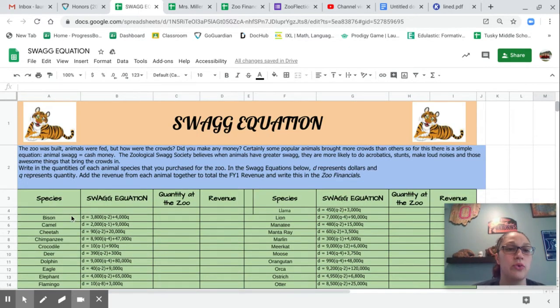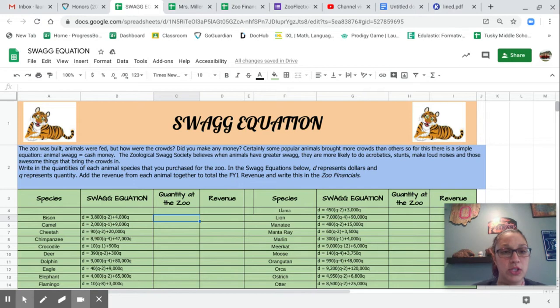So let's say you have 4 bison in your zoo. You would type in 4, and then you're going to fill this in. And we're going to look at an example of that here in a minute. So the first thing I would do is go through all the animals that you have, and type the number that you have of each of them. That's the first thing you guys can do. I have mine done. I'll show you here in a minute.